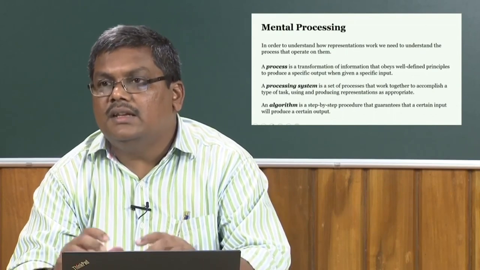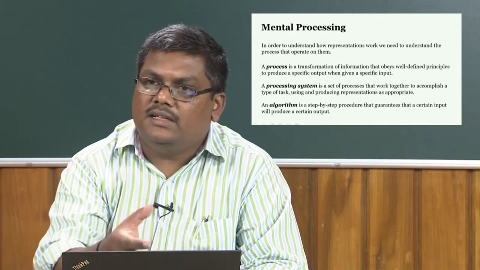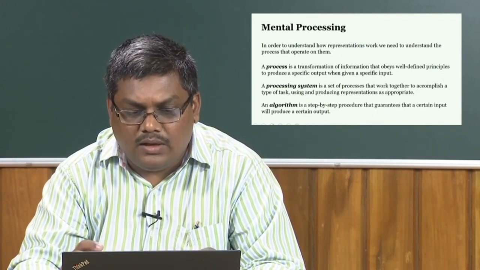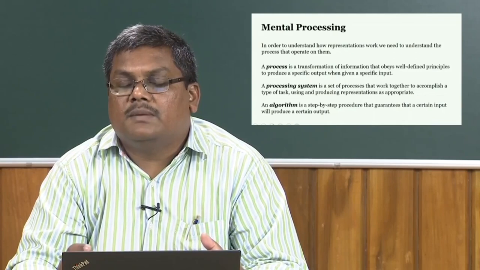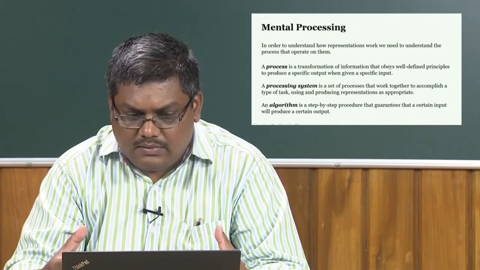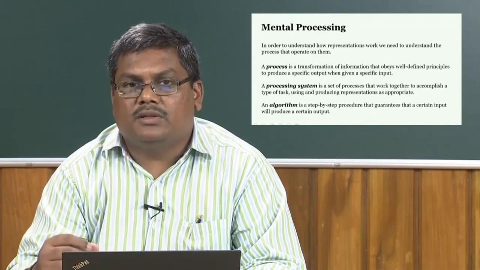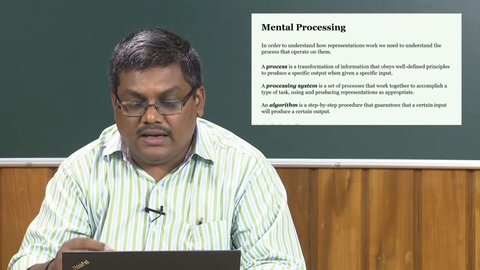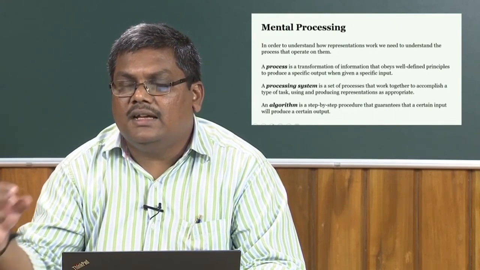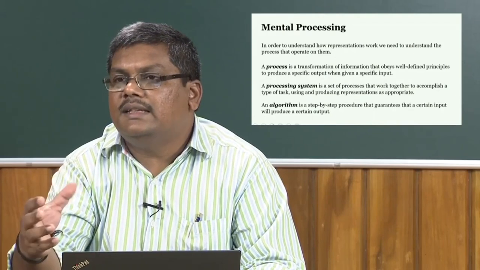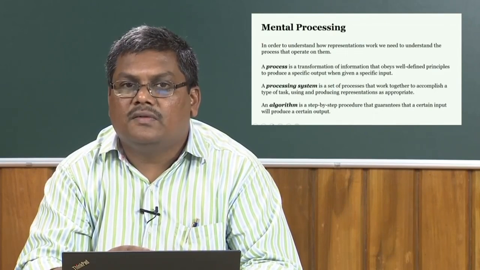So, the process will look at the mental representation, whether it is in propositional form or in spatial form, and encode it through a system of perception, attention, that kind of thing. A processing system will be composed of several processes, and these several processes will combine with one another to give an output, to give us the idea that A is on B, or that this is what is being conveyed. So, a process is basically one part of a processing system.